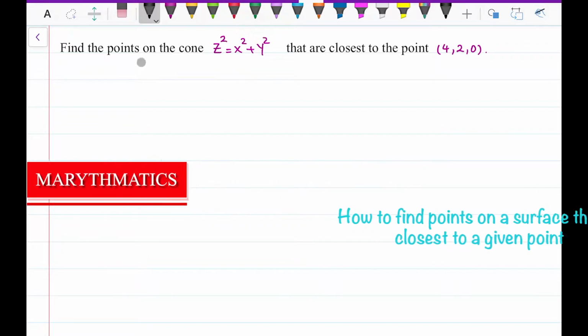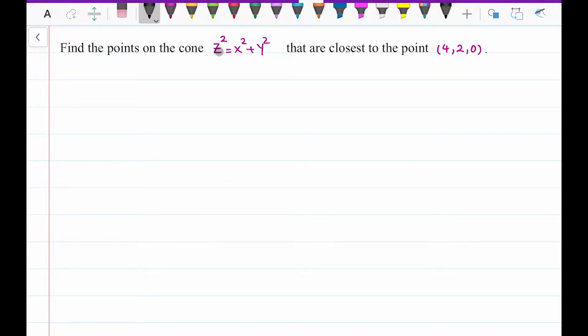In this video, I would like to find the points on the cone z squared equals x squared plus y squared that are closest to the point (4, 2, 0). Let me show you how it looks.